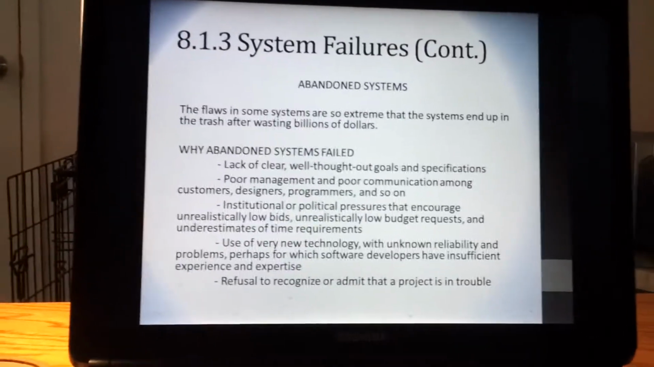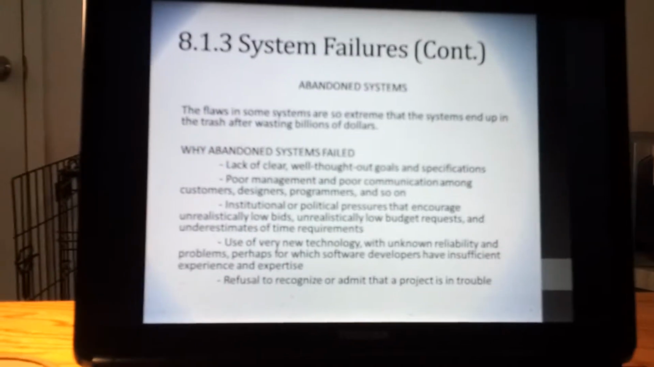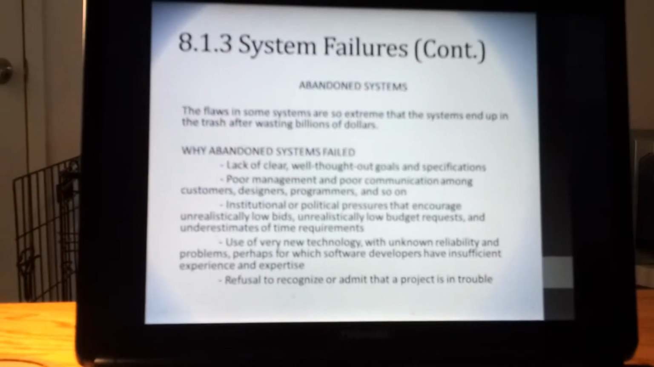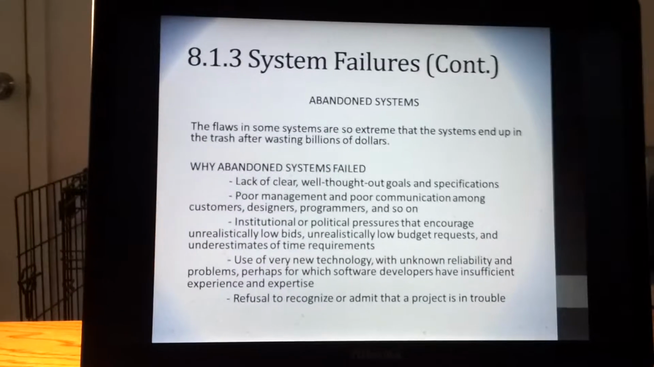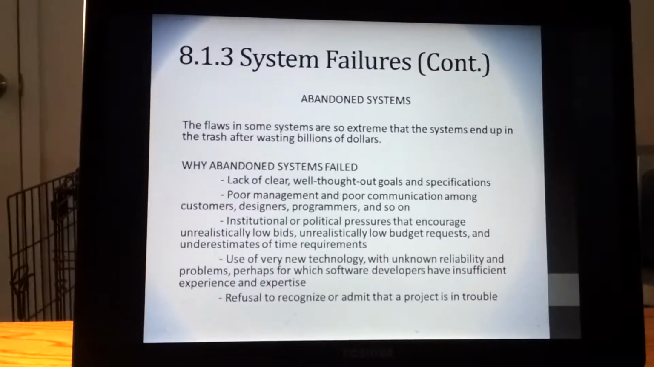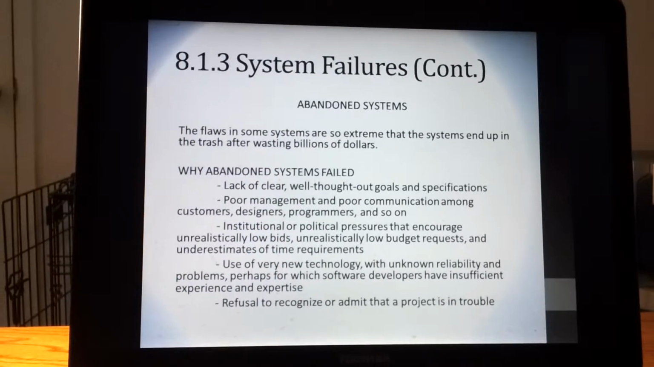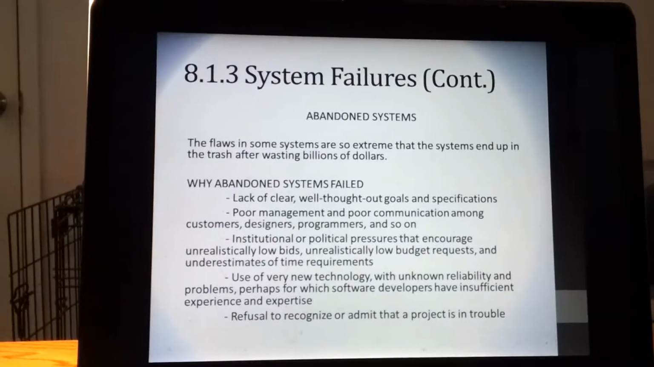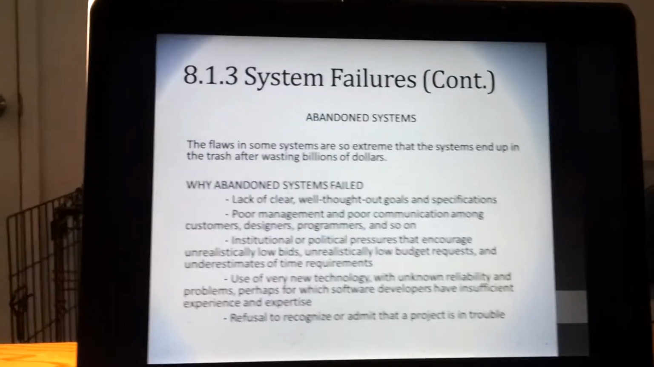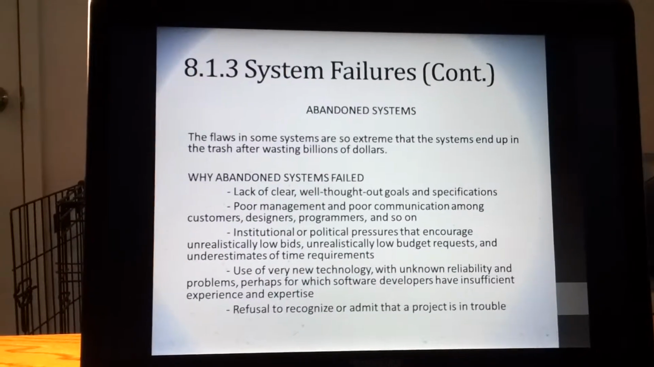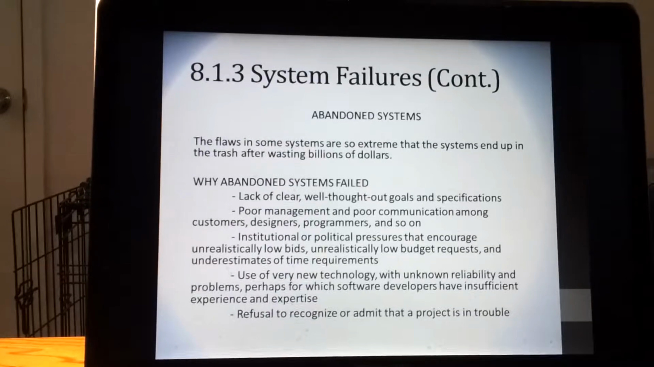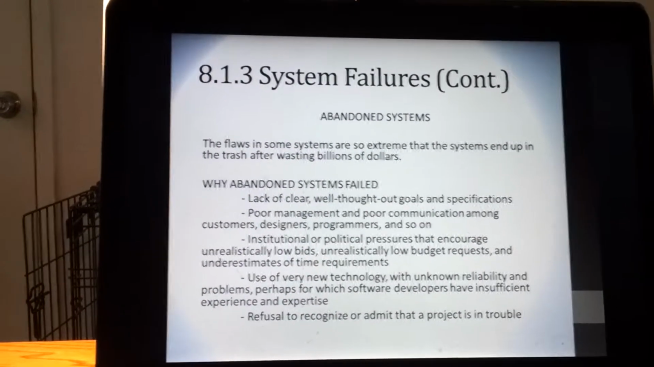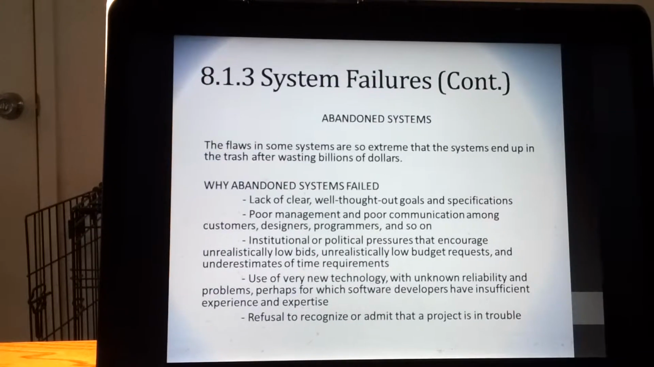There's a lot of abandoned systems where the flaws in some systems are so extreme that the systems end up in the trash after wasting billions of dollars. There's a lot of reasons why these abandoned systems fail. It could be lack of clear, well-thought-out goals and specifications, poor management and poor communication among customers, designers, programmers, and so on, institutional or political pressures that encourage unrealistically low bids, unrealistically low budget requests, and underestimates of time requirements.